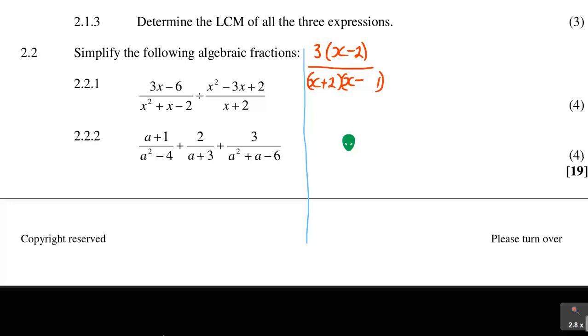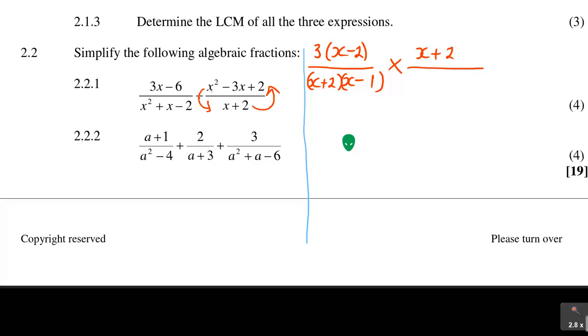Let me see if it will give me that. So it's x plus 2. x times x is x squared. x times minus 1 is minus x. x times 2 is 2x, which will give me an x. So that is correct. Now the divide, I'll change into a times. Now this will go to the top, this will go to the bottom. So at the top now I've got x plus 2 over.